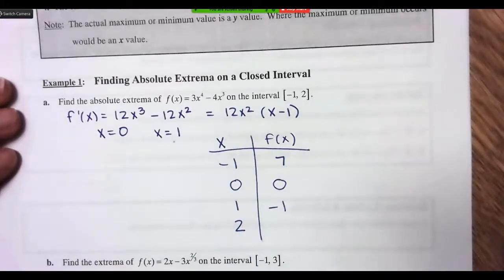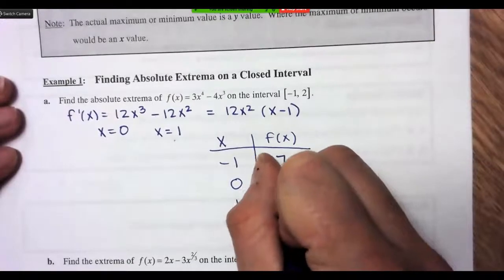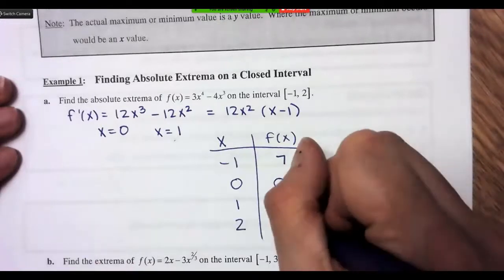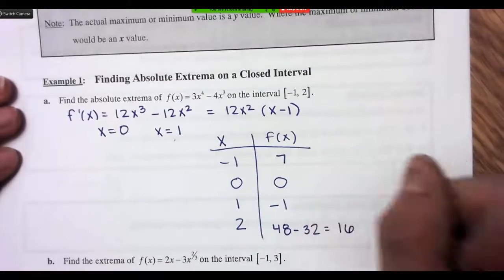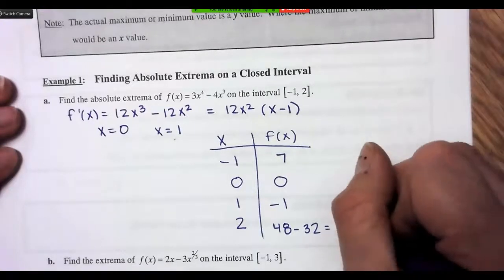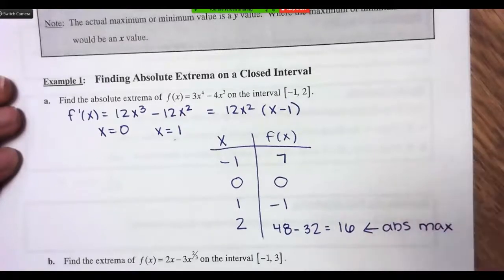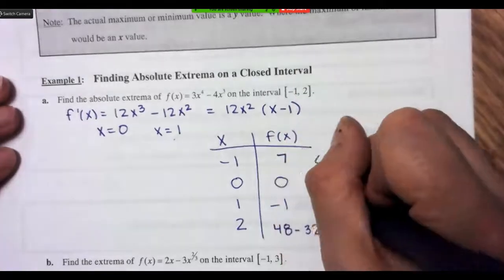And plugging in 2, well, 2 is a little more complicated. 2 to the fourth is 16. 16 times 3 is 48. 2 cubed is 8. 8 times 4 is 32. So 48 minus 32 is 16. So from the candidates test, I have an absolute max at 2. And I have an absolute min at 1.